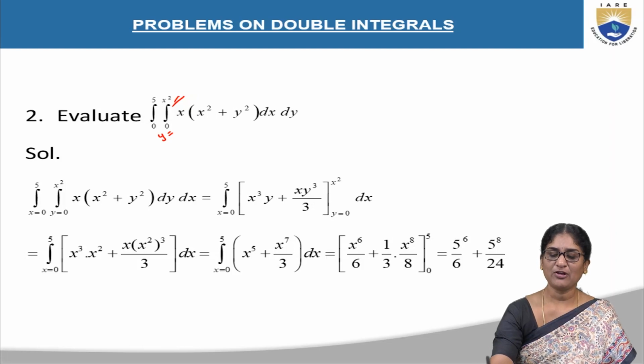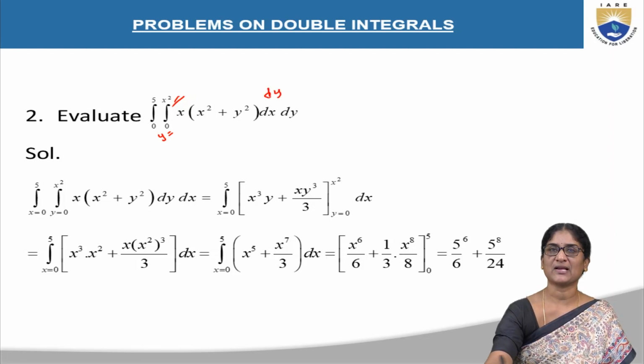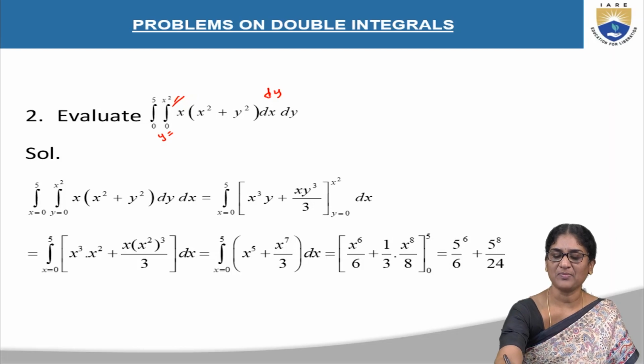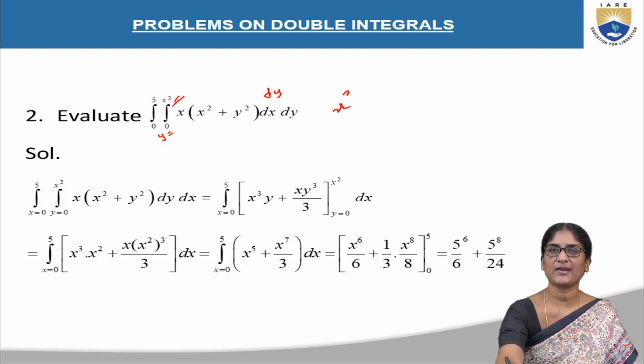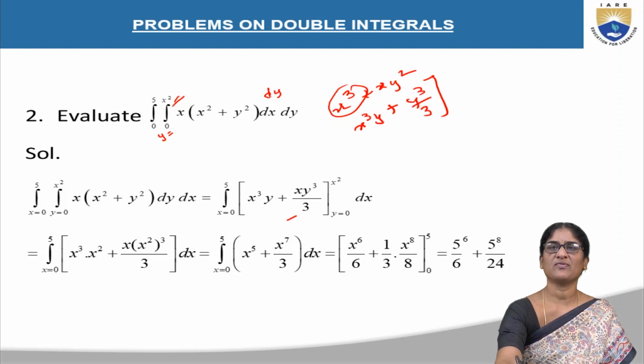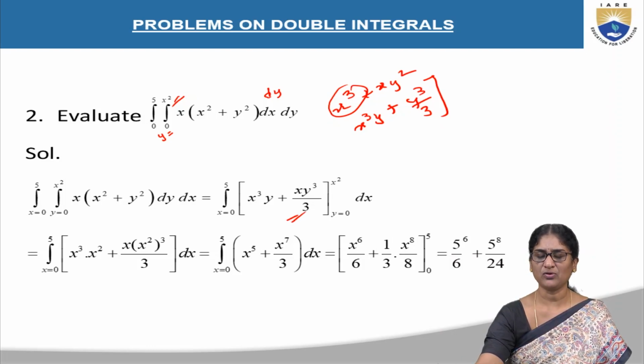When we integrate with respect to y, x has to be taken as a constant. That means only y squared is integrated. So this can be written as x into x squared, x cubed, plus x into y squared. The integral of this is x cubed y plus x y cubed by 3. Now this is what we got, and now you need to apply the limits for the y value.